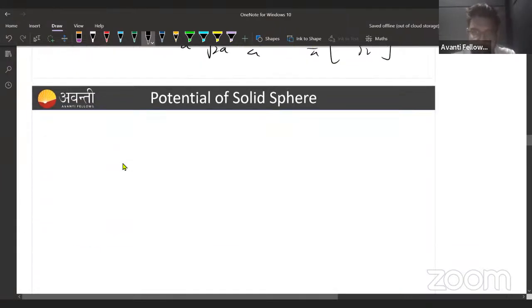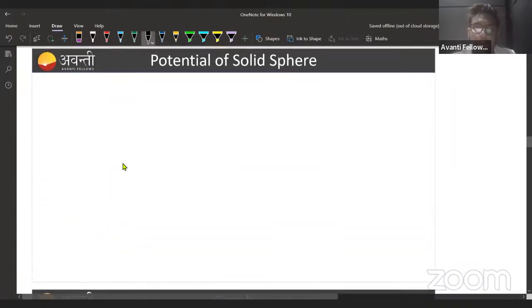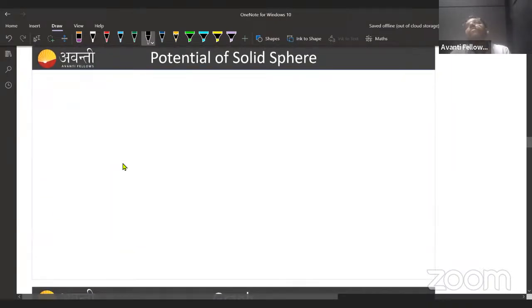Okay. Now I'm going to give potential of various objects, but I'm not going to dig deep into the derivation part. I'm just going to give what you need, right? Why is that? Because in class 12th, you're going to learn the same things in a much detailed fashion.